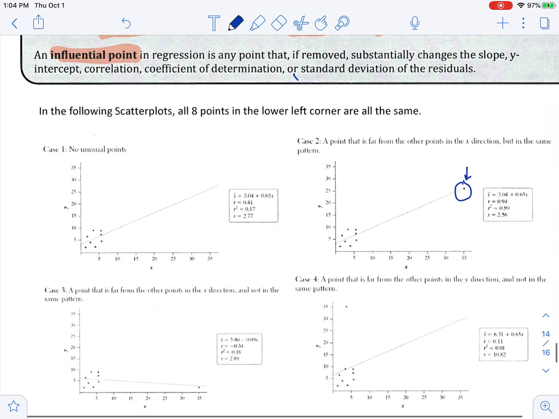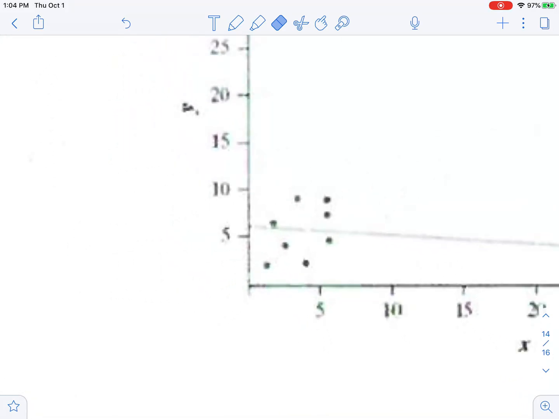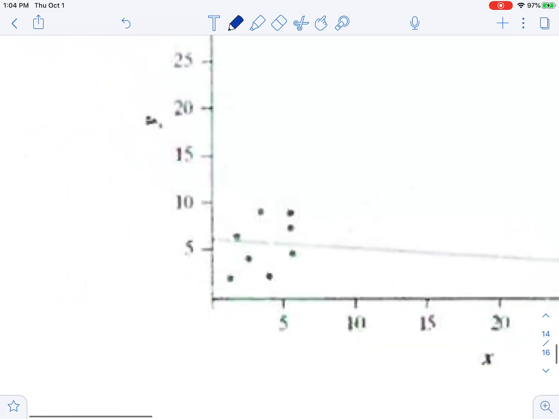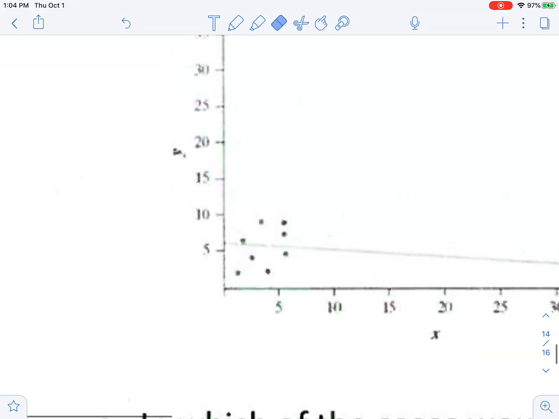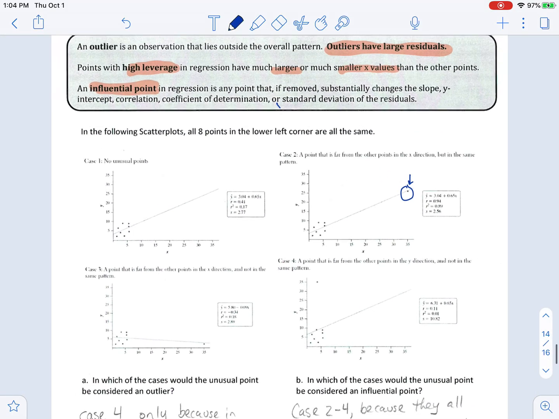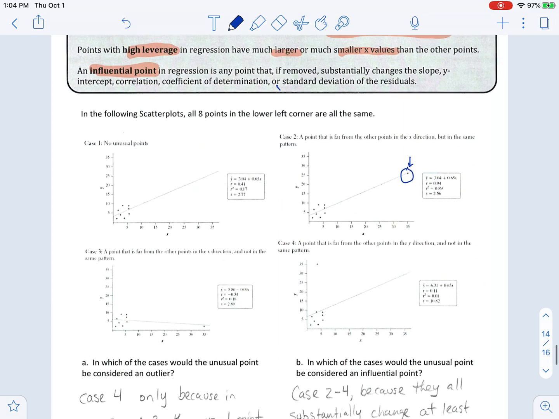Is it important for the data? Yeah, it's important to understand, but is it going to change anything? No. Whereas this one is not only a high leverage point because it's far away, it does not follow the pattern. If you looked at this regression data, which had to include that point, this would change drastically if you took this out. If you took this point out, it would go back to kind of what we saw in that last graph. That's a huge change. Everything changes there, so that would be considered an influential point.